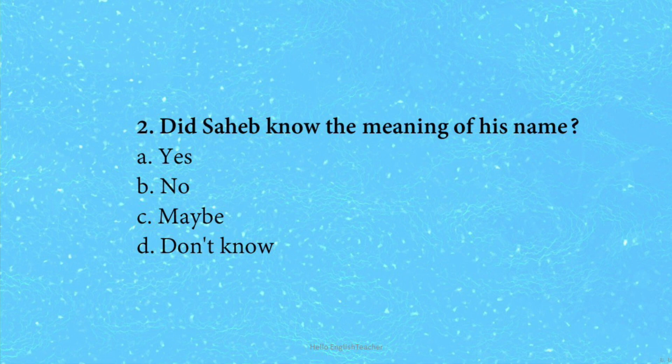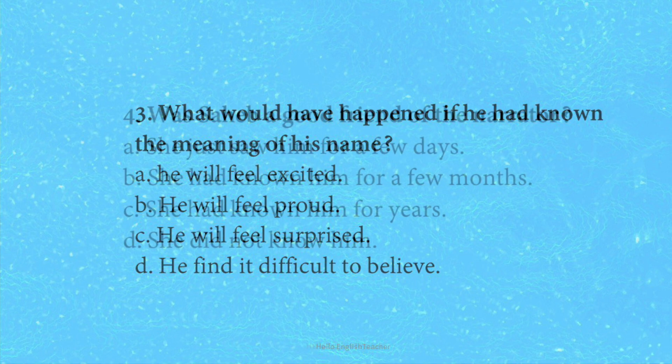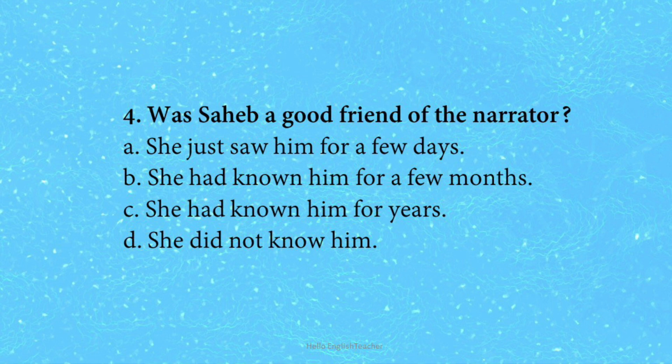So, question number 2, did Saheb know the meaning of his name? Yes, no, maybe or don't know. So, the answer is B, no, he did not know the meaning of his name. So, question number 3, what would have happened if he had known the meaning of his name? He will feel excited, he will feel proud, he will feel surprised or he will find it difficult to believe. So, the answer is he will find it difficult to believe.